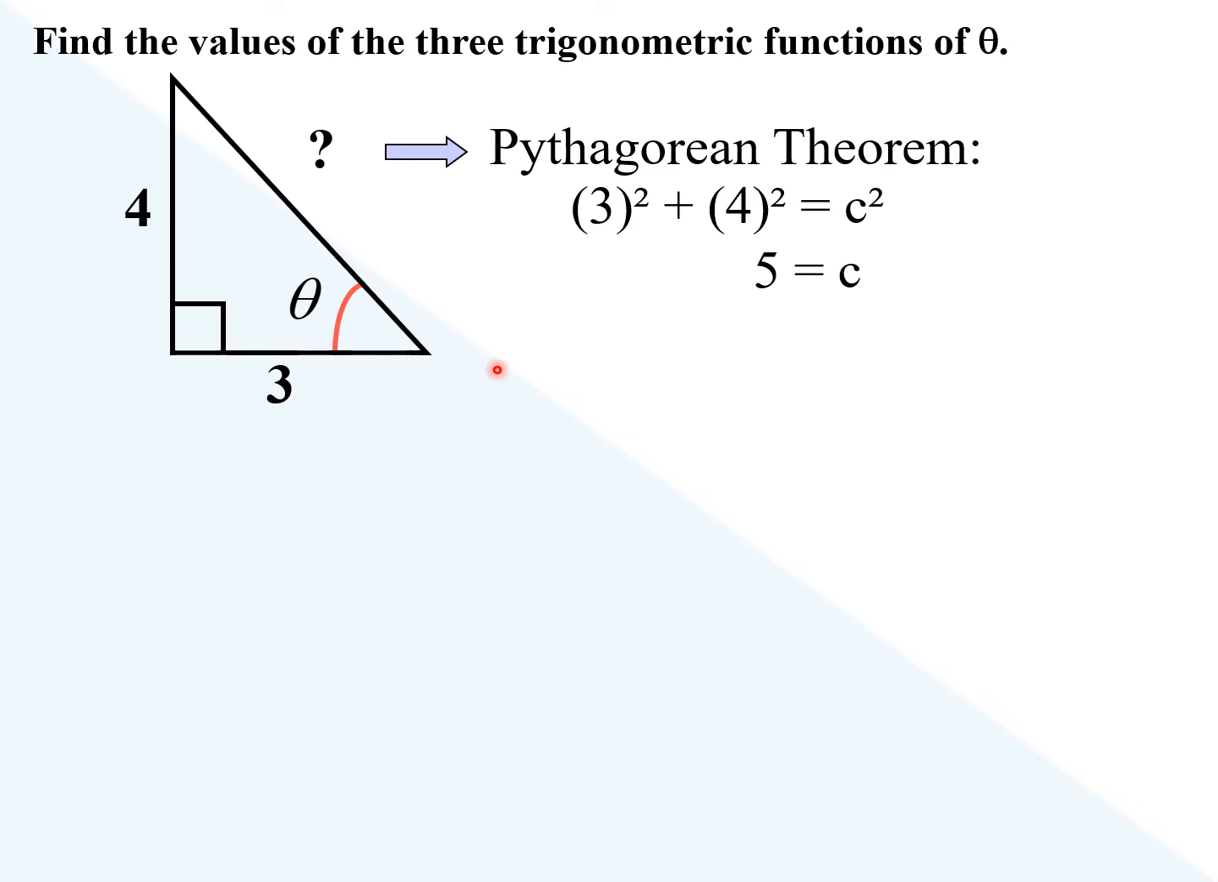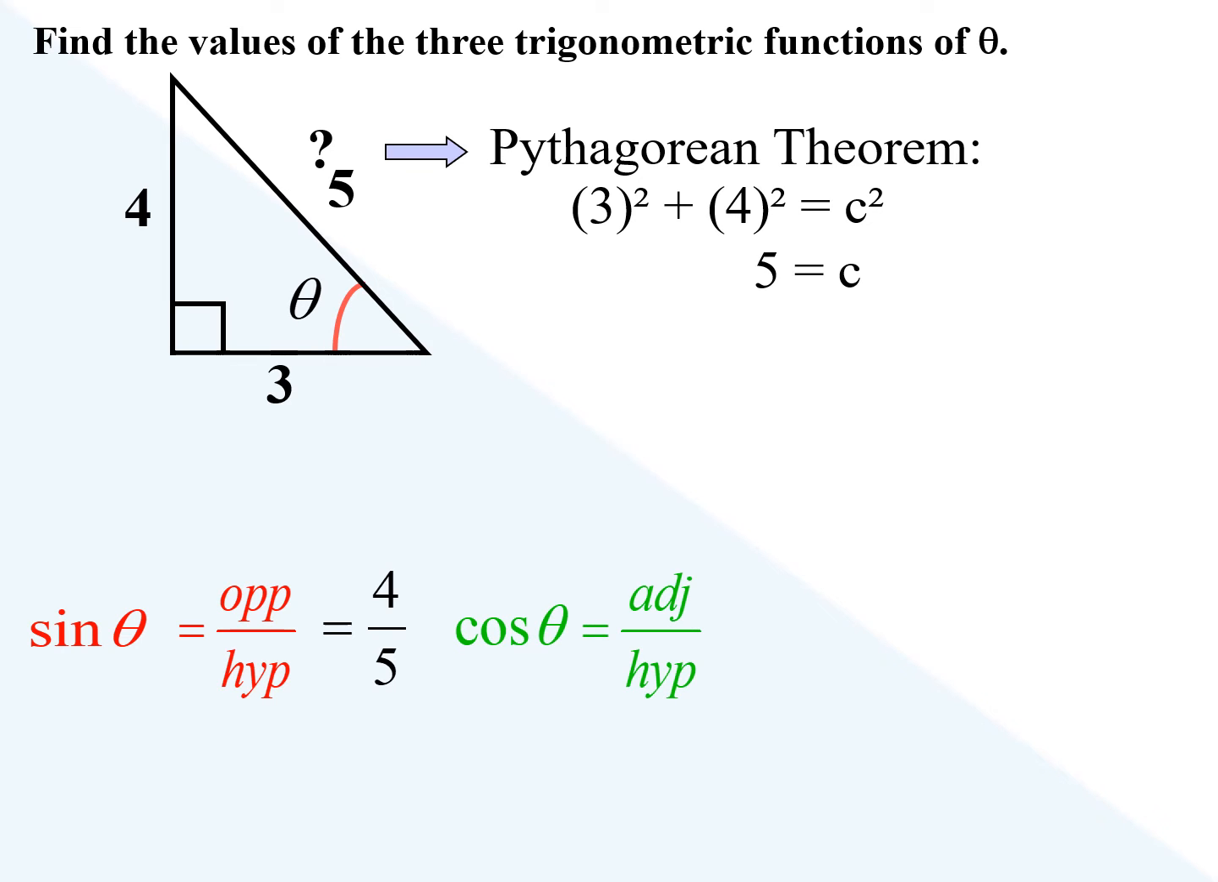If one of the legs is missing, you just need to subtract. So from here, it is equal to 5. Therefore, now we can determine sine theta. Sine theta is equal to opposite over hypotenuse, so it is equal to 4 over 5.